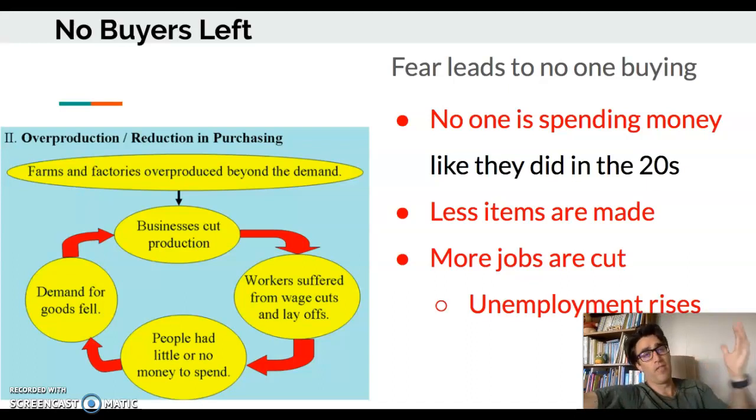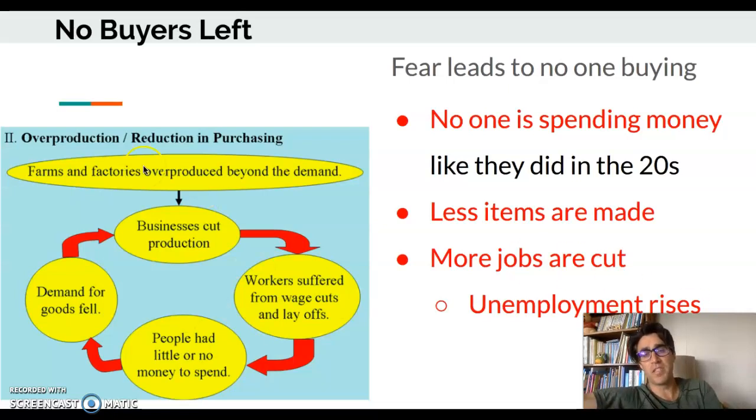So now we have the stock market crashing, which companies lost a lot of money, people lost a lot of money, banks had run out of money, and everybody was trying to get to the bank to get their money out, but the banks weren't able to give all that money back. So now there's no buyers left. Fear leads to no one buying. There's no one spending any money like they did throughout the 1920s.